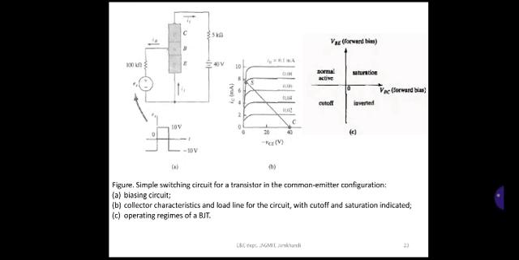So the device here is operating in the cutoff regime. What do we mean by cutoff regime? Here both junctions, VBE as well as VBC, are reverse biased. That is, the emitter junction is reverse biased as well as the collector junction.